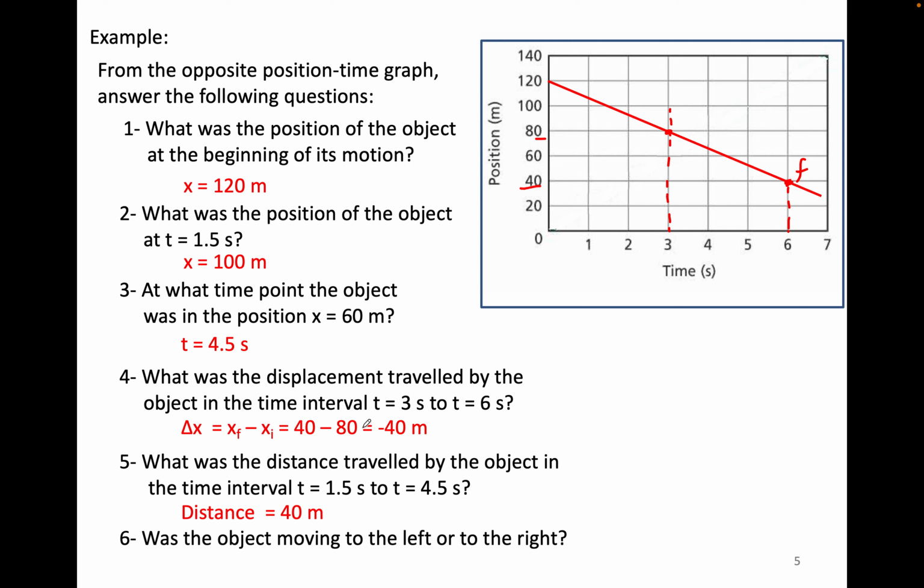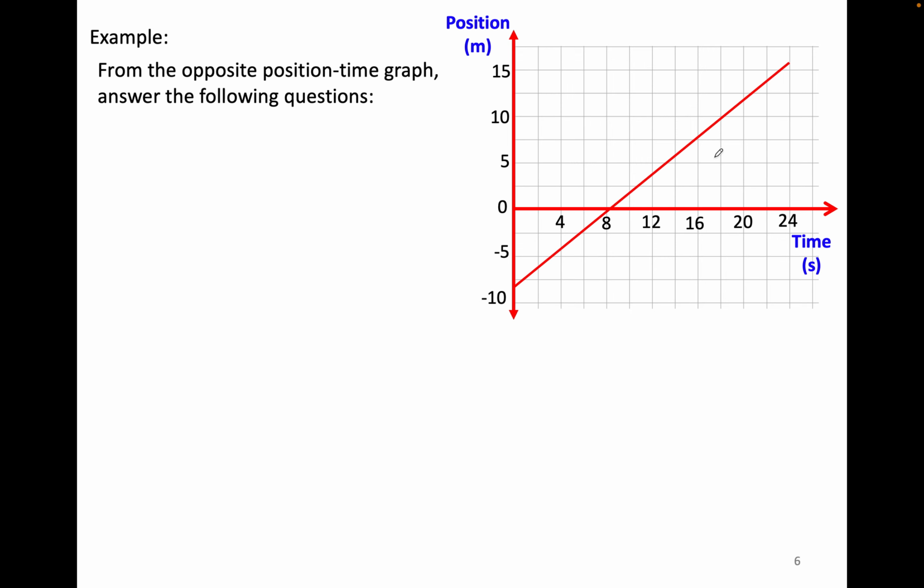Finally, if I want to know the distance, same thing. Remember, distance, you can do the final minus initial as well, but you do not need the direction. You do not need to say minus because distance is a scalar, as we mentioned in the first lesson. Was he moving to the left or to the right? Because the slope is going down, I will say he is moving to the left. It's going towards the negative side. If it was going to the positive side, I would say he is moving to the right.